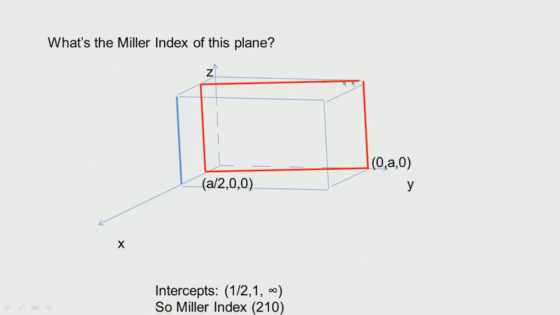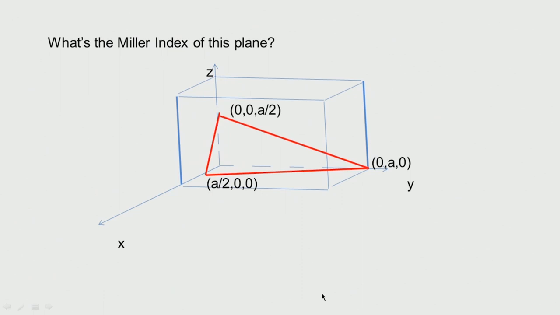Do you understand this particular situation? We have the plane is cutting the x axis at a by 2, y axis at a, and z it is not cutting. So, we will call it infinity. So, a by 2, we will call it half, a we will call it 1, infinity. So, when we take the reciprocal, this becomes 2, 1, 0. So, the Miller index of this plane is 2, 1, 0.